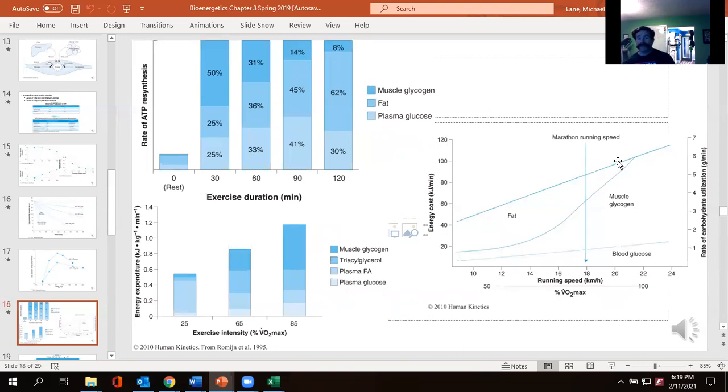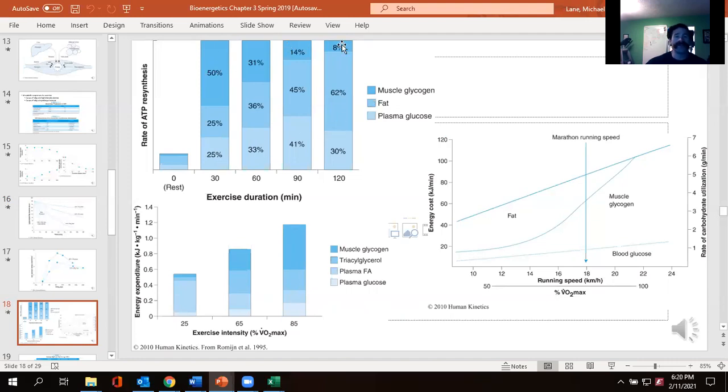And so depending on the intensity, we're going to get an idea of what type of fuel source you're going to use preferentially, along with an idea of effectively how you're going to shift. So if we start here in this upper left column, when people are maintaining that exercise output, initially the lion's share of the energy is being made from breaking down carbohydrates, mostly from the muscle glycogen and then a little bit from the plasma glucose.